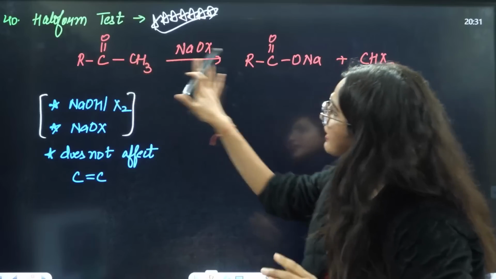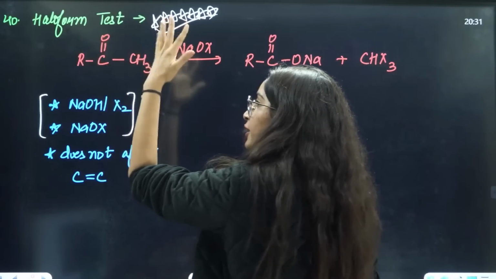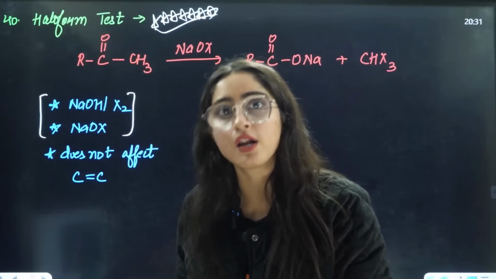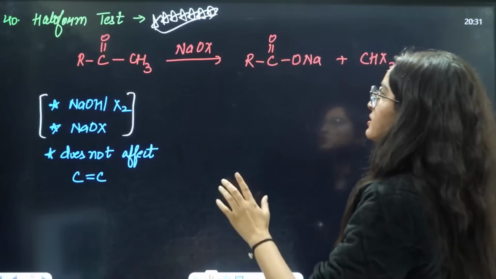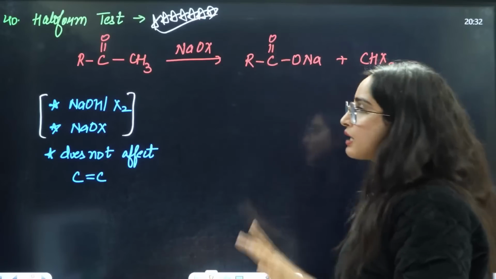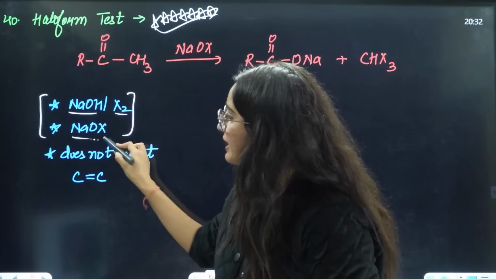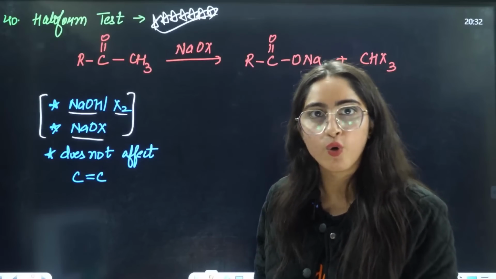So, firstly, let us see the reaction. Don't focus on the reactant here. You will have any aldehyde or ketone. I'll tell you which aldehydes, ketones, or even alcohols show the iodoform test. Firstly, you just need to focus on what the reagents are. The reagents will be either NaOH and X2, or they can give you NaOX. Now, mostly you will see the iodoform test.